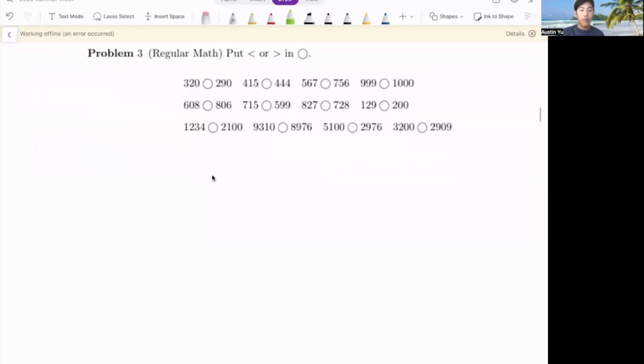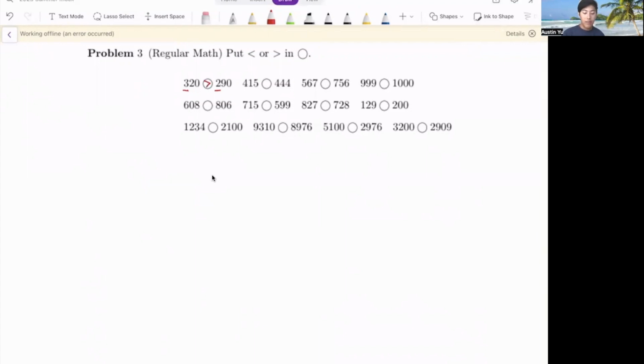Problem 3, put the less than or the greater than sign in the blank. We start off with 320 to 290. Of course, we can look at the hundreds place first because we obviously see that 3 and 2 are not the same number and that 3 is greater than 2. And since that hundreds place is all that matters, we can just put a greater than sign here. 320 is greater than 290.